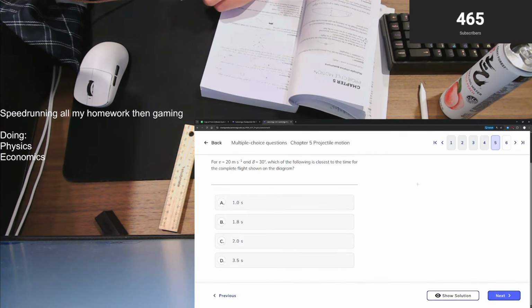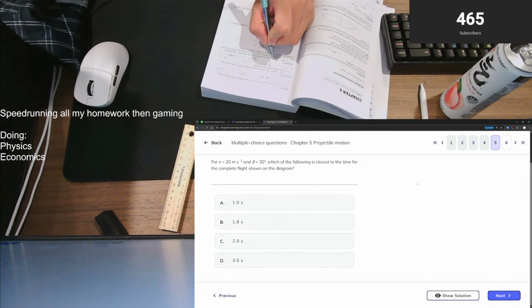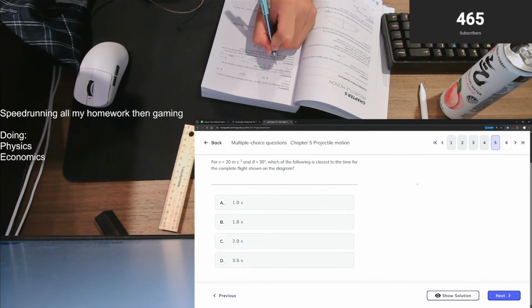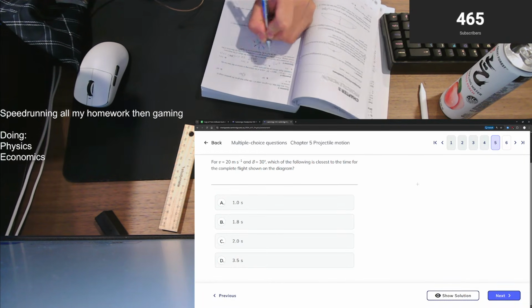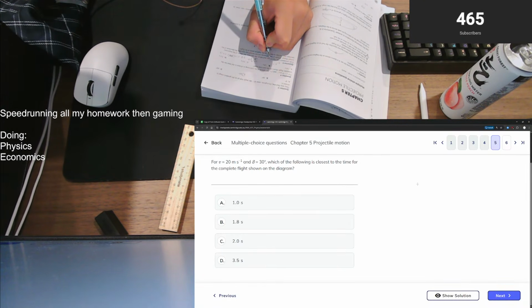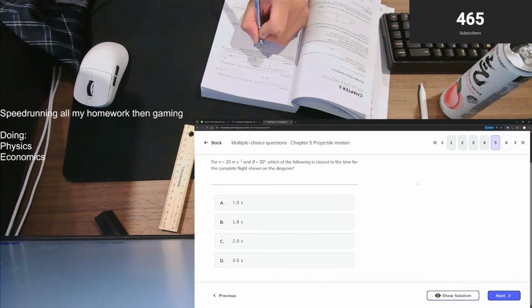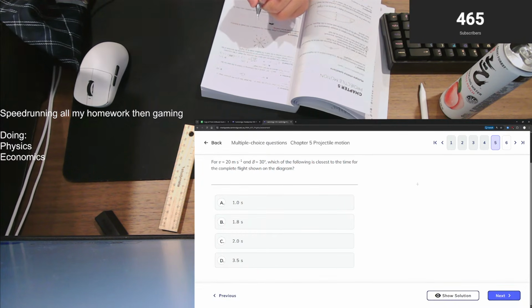Wait. What's the shortcut? How do I find the time? Yeah, but okay, what do I know then? So I'm trying to find time. And I know final velocity is 10. Wait. Final velocity is 10. What else do I know?